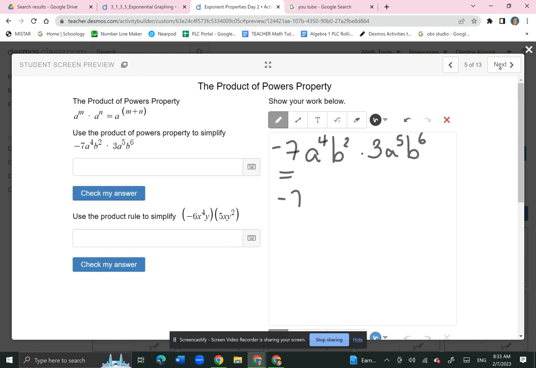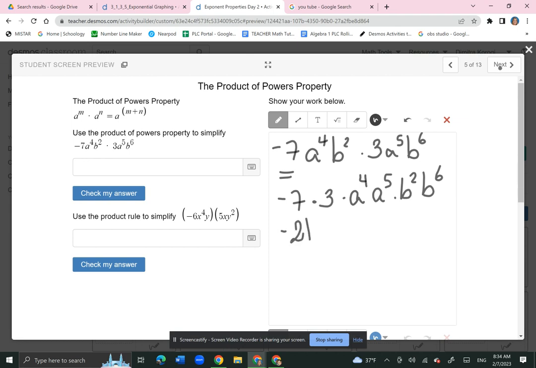So I'm going to get negative 7 times 3, and then times a raised to the power of 4 times a raised to the power of 5 times b raised to the power of 2 times b raised to the power of 6. Now, I told you when I multiply powers with the same base, I add the exponents. But negative 7 times 3, they don't have the same base. And I'm not going to undo what your second grade teacher taught you. They taught you how to multiply. So negative 7 times 3 is still negative 21.